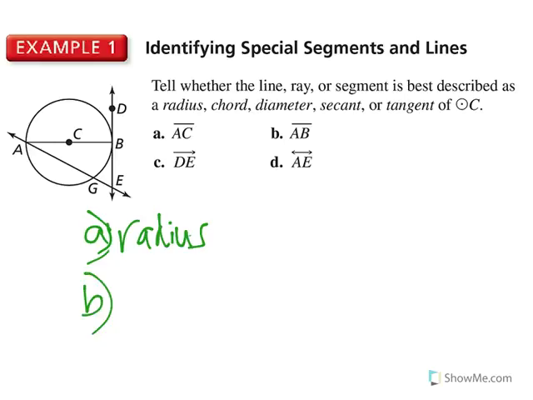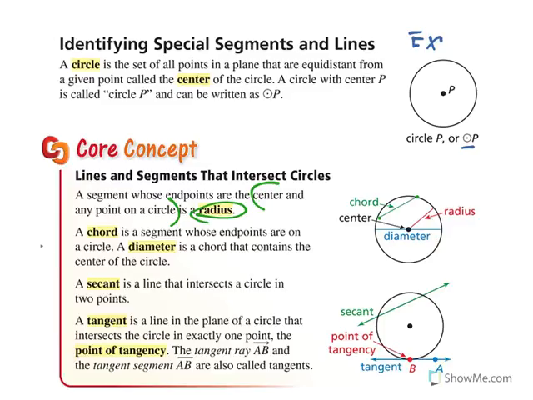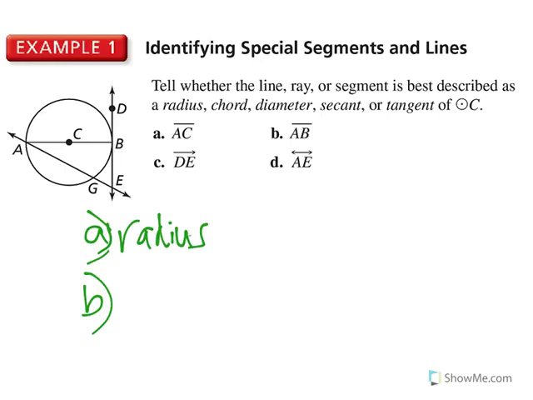In B, we have AB. Again, it's a segment. There's no arrows on the end of that. Well, AB goes to both the outsides of the circle. So it will look like it's a chord, because a chord has endpoints on the circle. Okay, but in this case it also includes the center of the circle, C. And so if it includes the center as well, and it goes through it from edge to edge on the circle, that means it's our diameter.